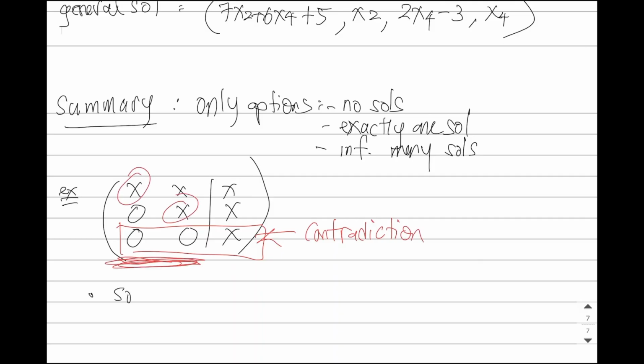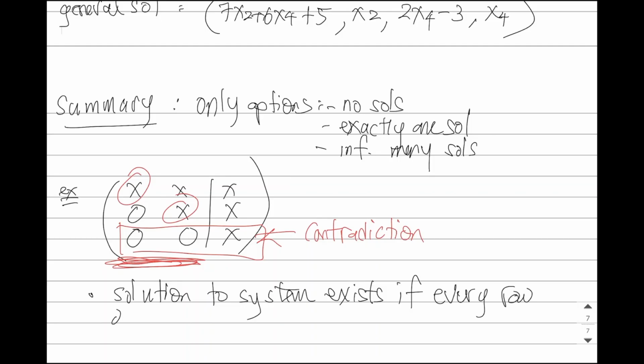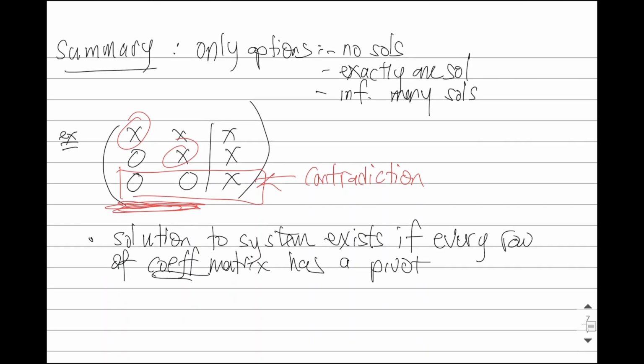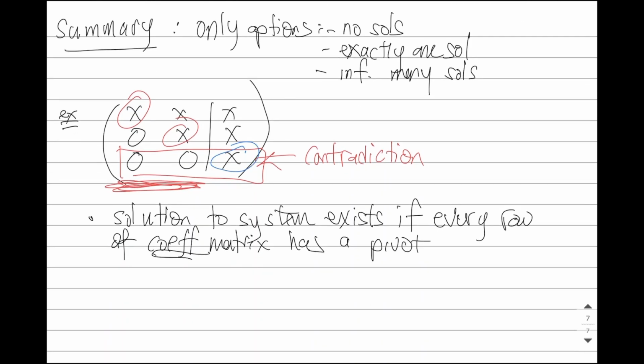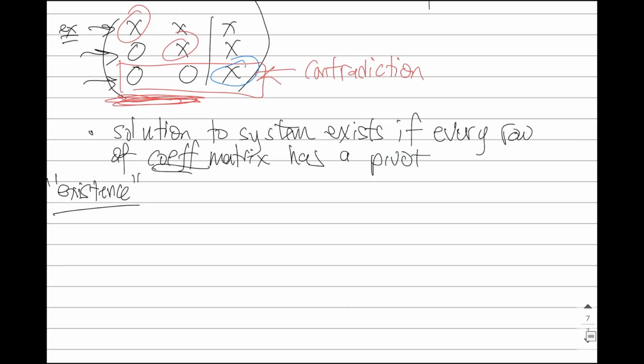So a solution to the system exists if every row of the coefficient matrix has a pivot. And it's important to distinguish between coefficient matrix and augmented matrix. If there's something in the right-hand side but zeros in the left-hand side, you're going to have a contradiction. This is what's called the existence condition. If every row of your coefficient matrix has a pivot, you will have a solution.